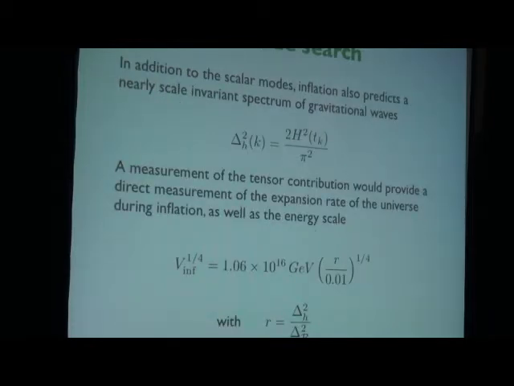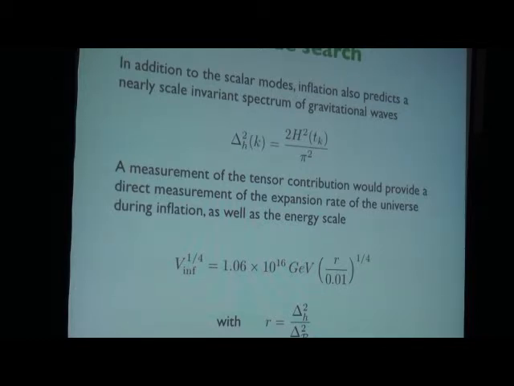In addition to the scale invariant scalar modes, inflation also predicts a nearly scale invariant spectrum of gravitational waves. What's interesting about this is that its amplitude is just set in terms of the Hubble rate during inflation, which means that a measurement of these primordial gravitational waves would really tell us something about the expansion rate of the universe during inflation. Or, using the Friedmann equation that I showed you in the first lecture, you can relate the expansion rate to the energy density, and we would finally learn something about the scale of inflation. It's really one of the most basic questions you can have about a physical process, what the characteristic scale is.